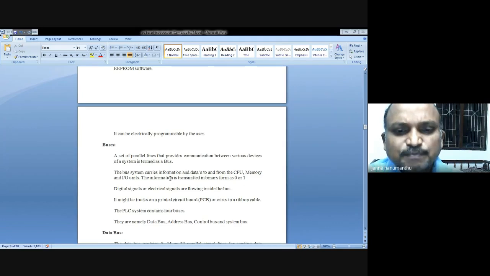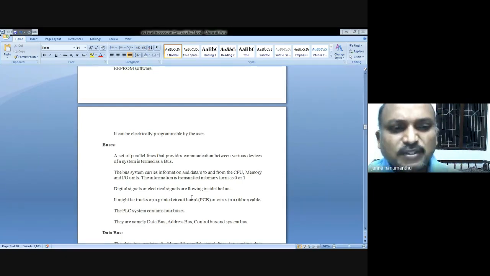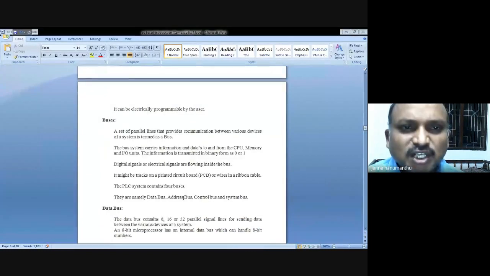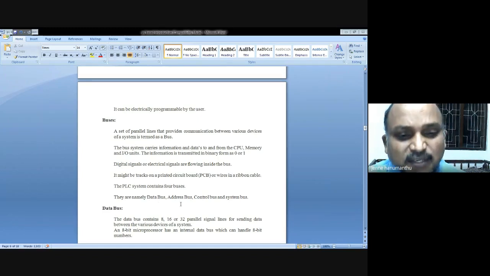That bus may be connected throughout the PLC. That may be CPU, that may be memory, that may be IO units, maybe all devices, all throughout the computer system, all connections are going on. So without connection, no operation. So buses are very much important in this PLC. So what buses do we have? Data bus, address bus, control bus, right?